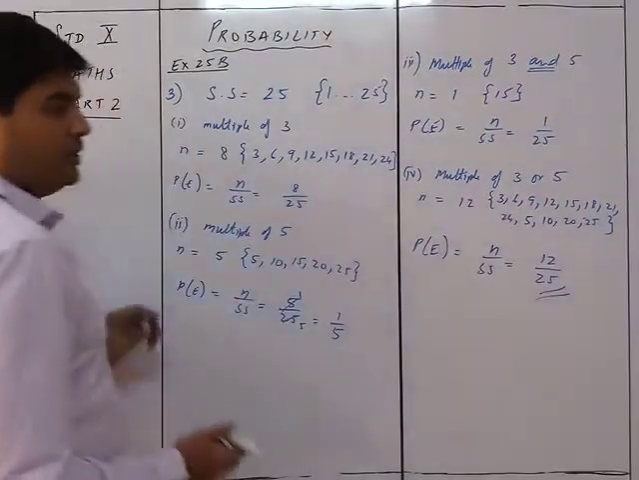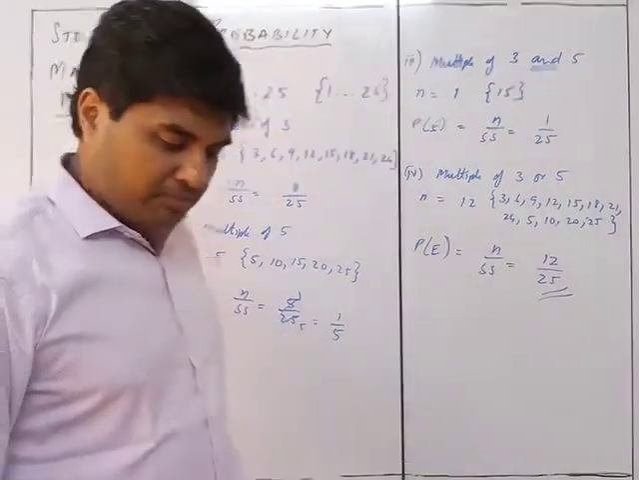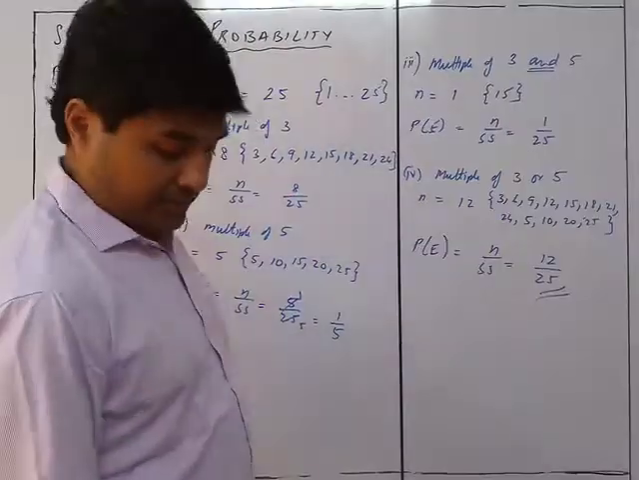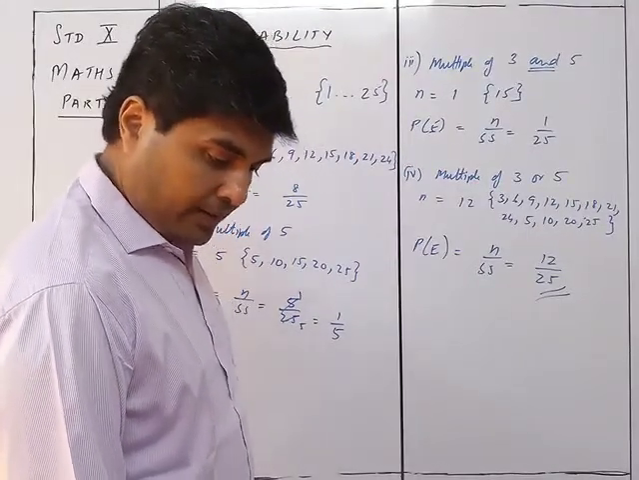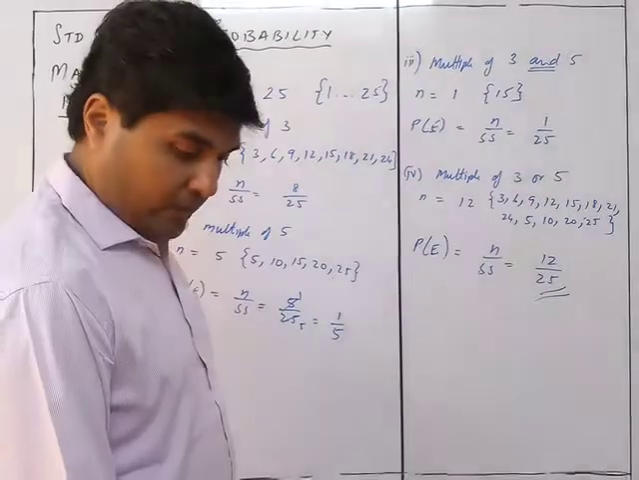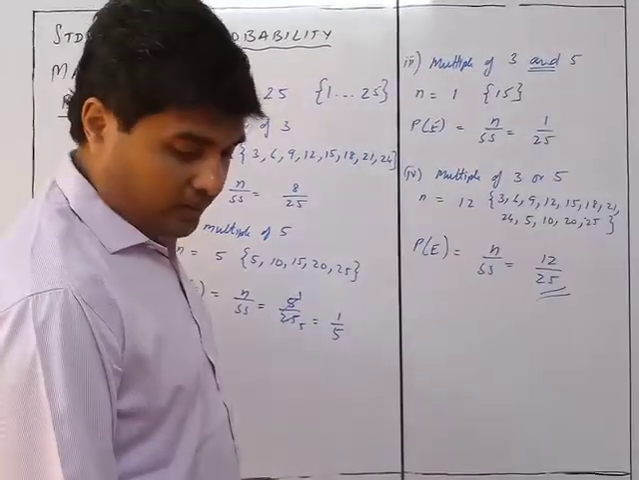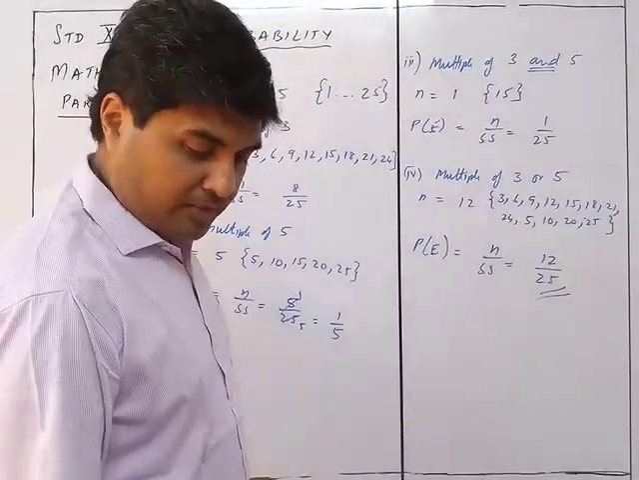That's the answer for sum number 3. The answers are 8 upon 25, 1 upon 5, 1 upon 25 and 12 upon 25. We now move on to sum number 5.